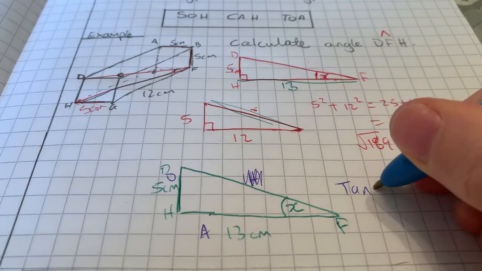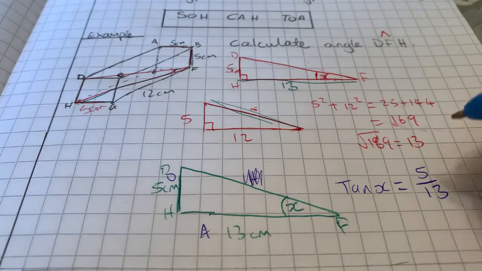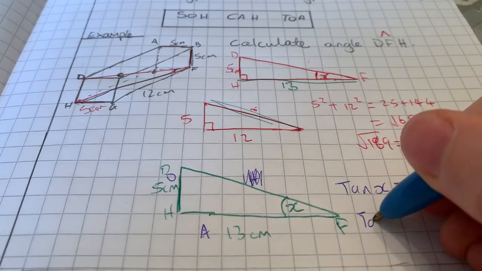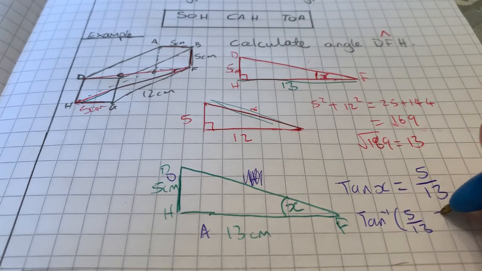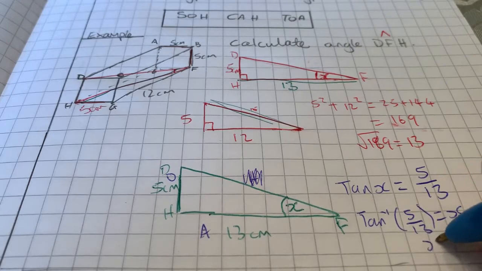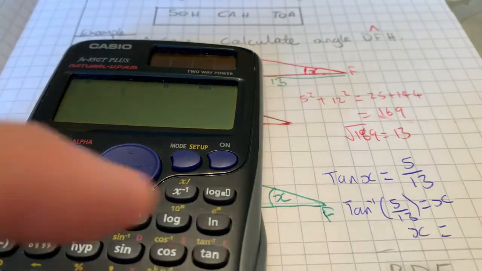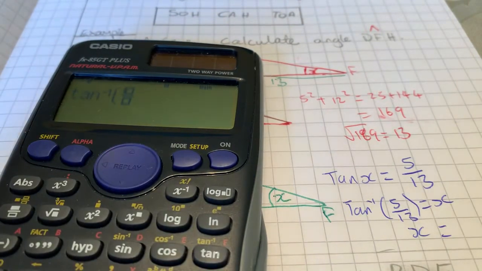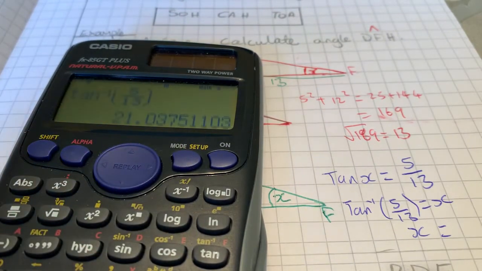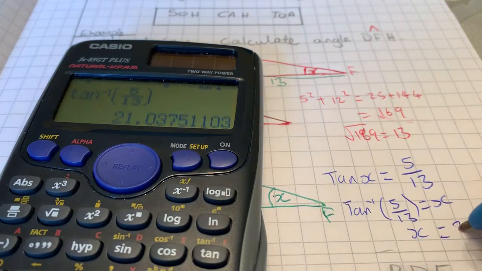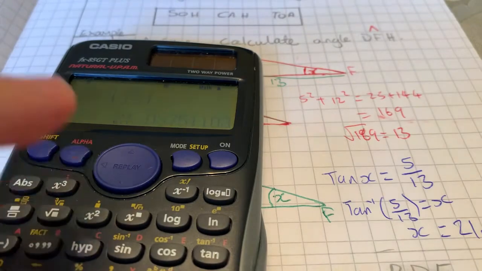So tan X equals 5 over 13. So because we're doing that, we need to do tan minus 1 of 5 over 13 is our X. So that gives us X as, we'll put it in the calculator. So shift tan, because that's what we're working with, 5 over 13. And we get a result of 21.04 degrees to 2 decimal places. All right.